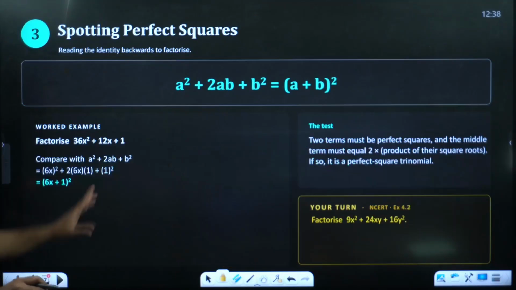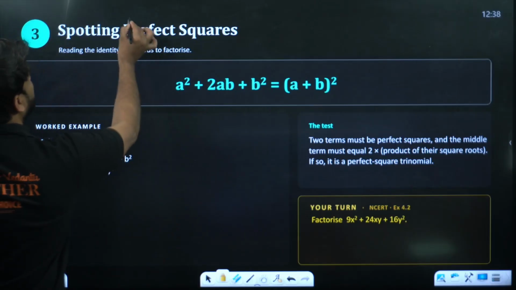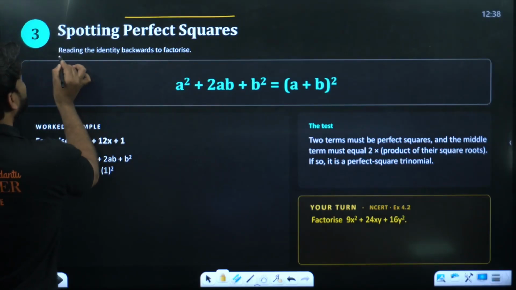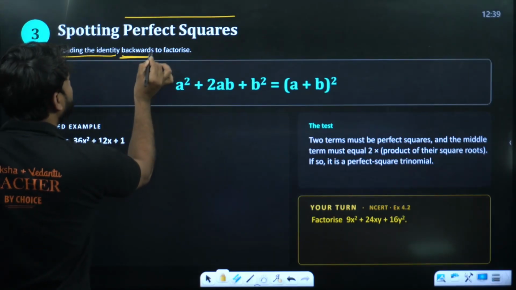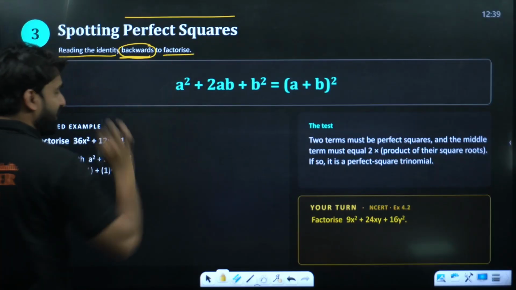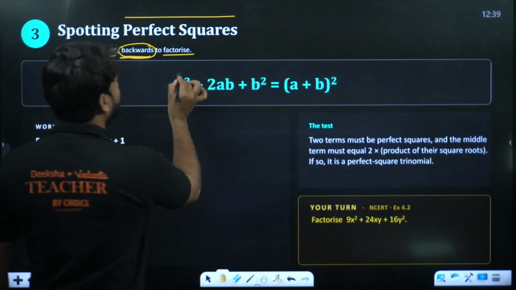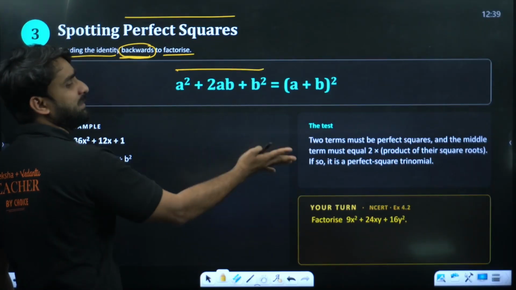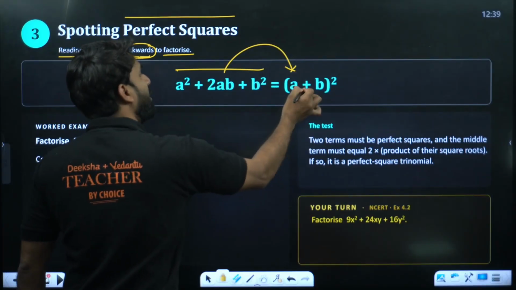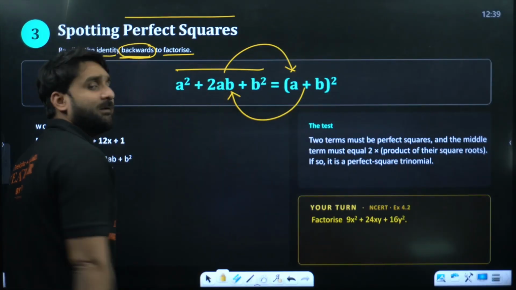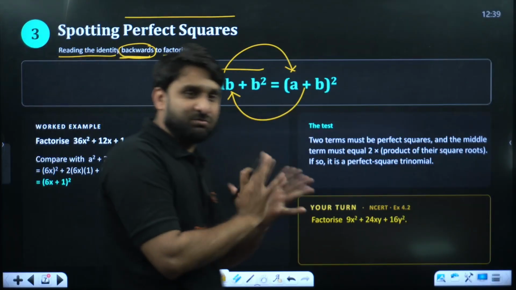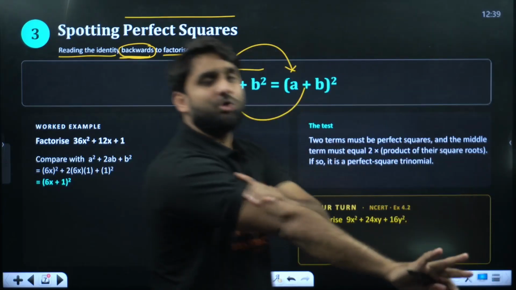Let me show you. So look, spotting a perfect square. My dear, reading the identity backwards. Can you see here, backwards to factorize? So if the expression is already in this format, A square plus B square plus 2AB, we can write this, or we can also write A plus B whole square. So both are interchangeable, both are possible here. Let me show you one example.